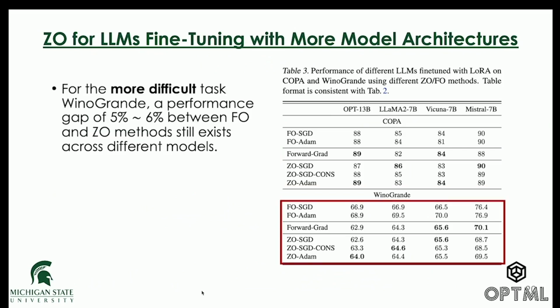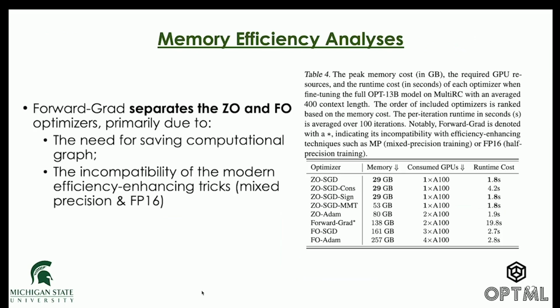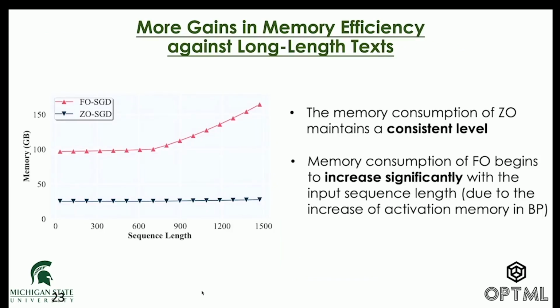And if we move to the memory efficiency analysis, you will see that the zero-order method only takes a single GPU to conduct this fine-tuning task. The memory cost only takes 29 GB, comparable to the forward pass. It's not surprising because the zero-order method only takes the forward pass as a memory cost. And if we consider this memory efficiency versus the input length, the memory efficiency becomes more significant if we consider the long-length text scenario for large language models.